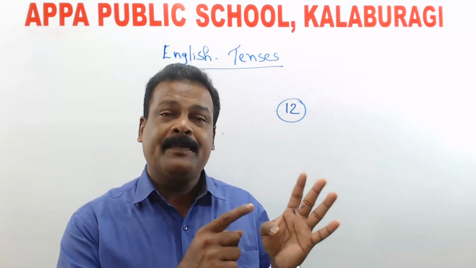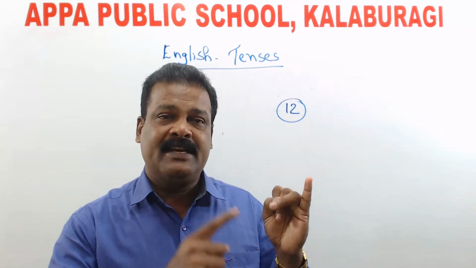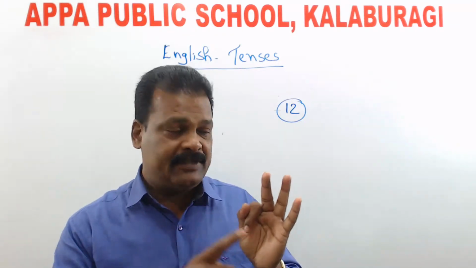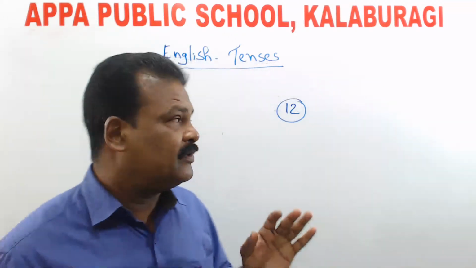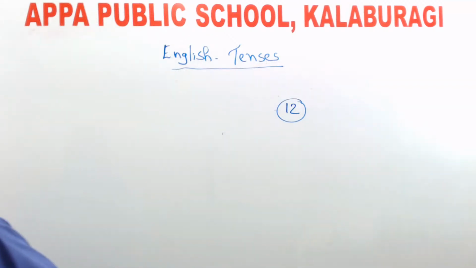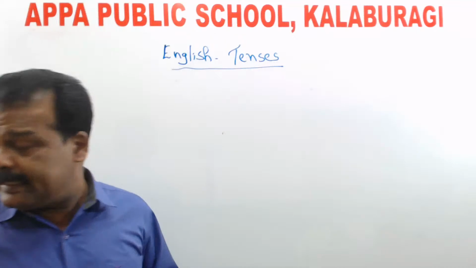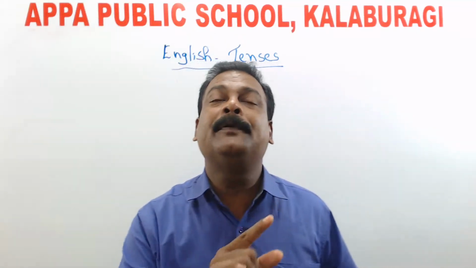Then again we come to past tense: simple past, past continuous, past perfect, and past perfect continuous. Then the next one, future: simple future, future continuous, future perfect, and future perfect continuous. So this is how it has been divided. Now, in order to understand the tenses, first of all, you need to learn the verb forms.